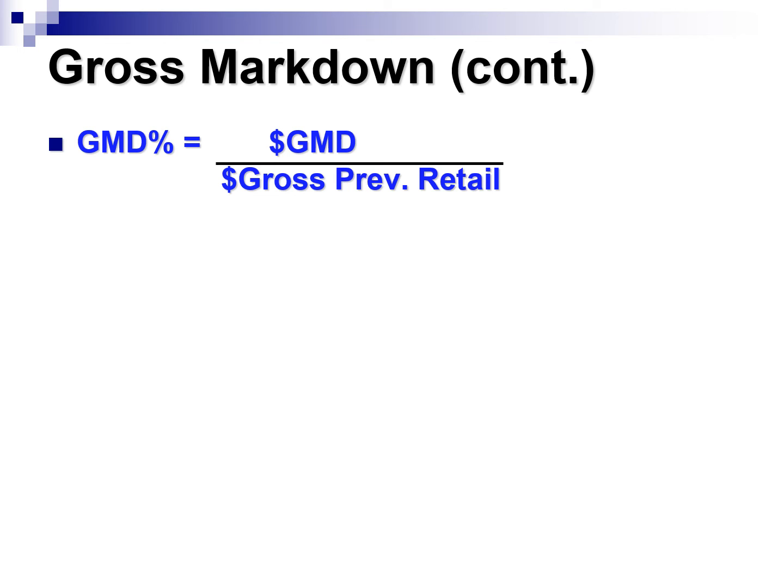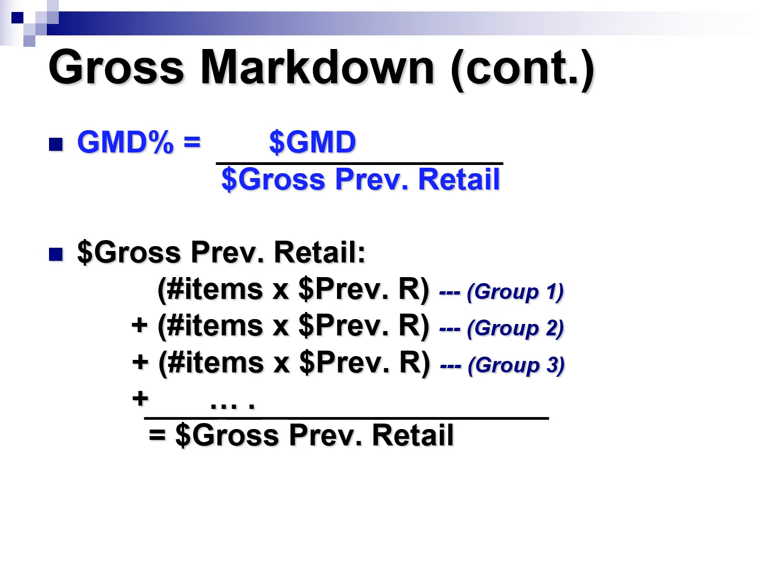If you want a specific formula for the gross previous retail portion of this gross markdown percent formula, we would be able to write it something like this: the previous retail dollar times the number of items that carry that previous retail dollar. That will be the sum of the previous retail of all items in that group. And you may have multiple different groups of merchandise that carry different previous retail prices, and you just add them all up. That will give us the gross previous retail dollar. The concept is basically the sum of the previous retail dollar of all items.